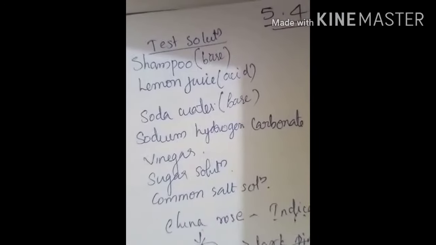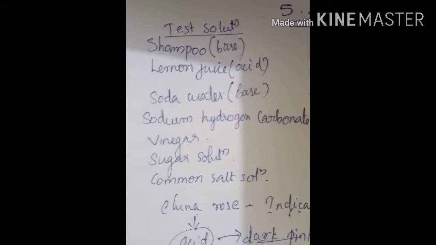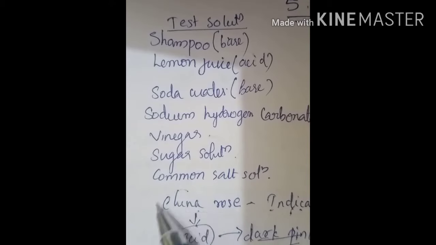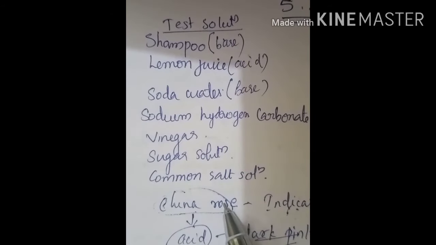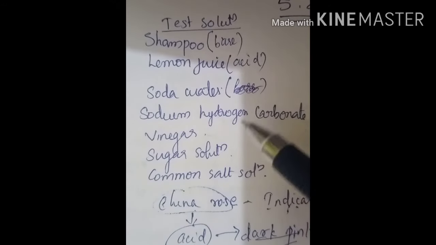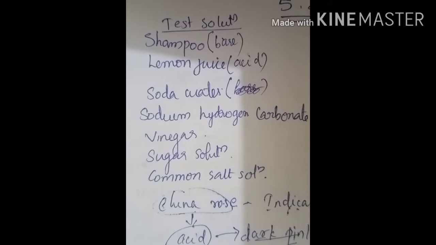So next, this video is about table 5.4. Here you have to test the solution with the help of China rose. Here China rose, we know that it is an indicator to show whether a test solution is acidic or basic. So it helps us to determine whether the given solution is acidic or basic.